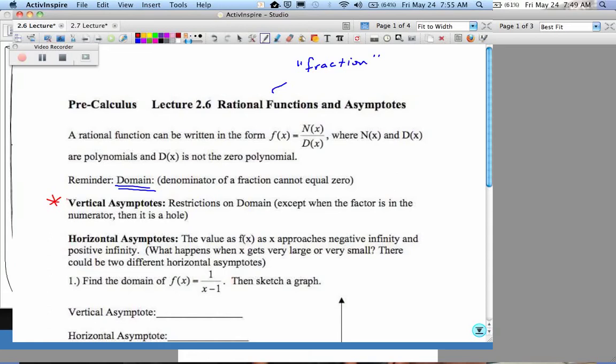One of the things that you might have picked up when you were in your Algebra 2 class is that any restriction on the domain would be a vertical asymptote unless the factor is in the numerator. So in other words, you found it to be a restricted number from the bottom, but if it also would make the top 0, or you see the same factor, then it's a hole in the graph, and we'll talk about that. We have some rules for horizontal asymptotes.